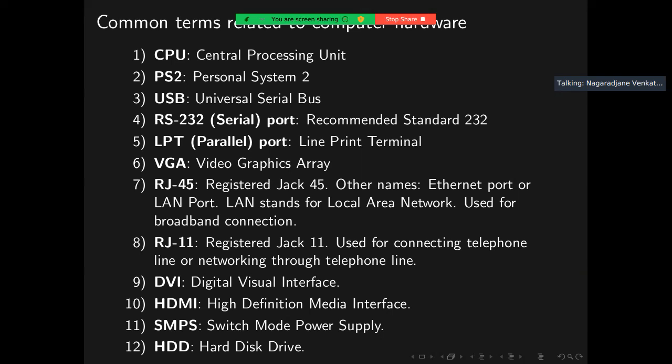Impact printers: dot matrix printer, line printer, chain printer, golf ball printer, and the last one, daisy wheel printer. Can anyone remember all these things? Can anyone repeat the types of printer? Dot matrix printer, line printer, chain printer, golf ball printer, daisy wheel printer.